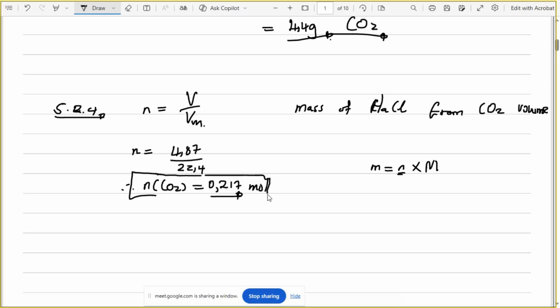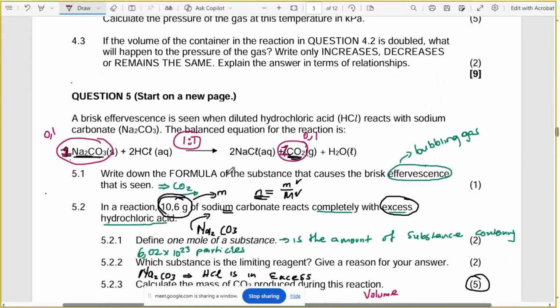So you see this number of moles. This is for carbon dioxide. And we're going to use the mole ratio to find the number of moles for NaCl. You go back to your original equation. You look at the original equation. So what will be the mole ratio for sodium chloride and carbon dioxide? Look at this. This is 2. This is 1. So the mole ratio is 2:1. You understand that part? Yes.